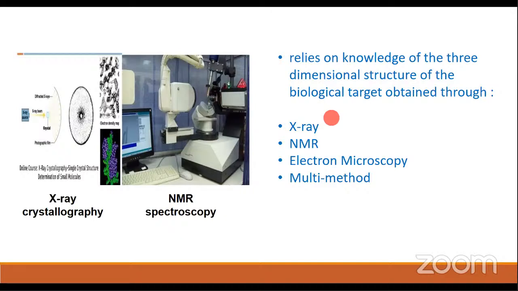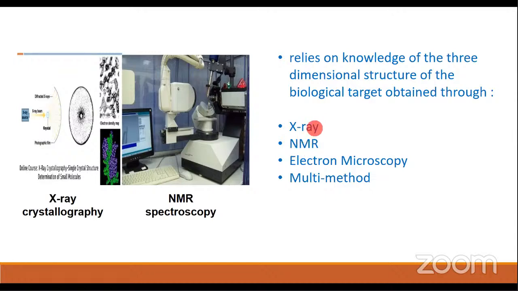When we are talking about the structures, from where will we get the structures and how can we determine them? The three-dimensional structures can be obtained through various approaches. One of the major approaches is X-ray crystallography. Today in the PDB, 90 to 95% of the structures are derived from X-ray crystallography.